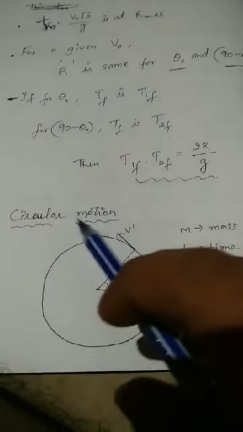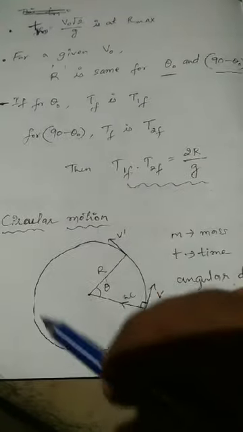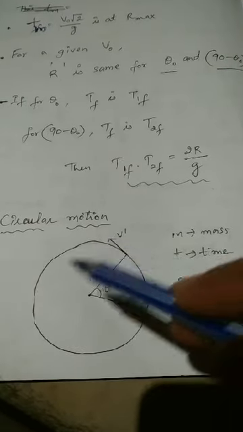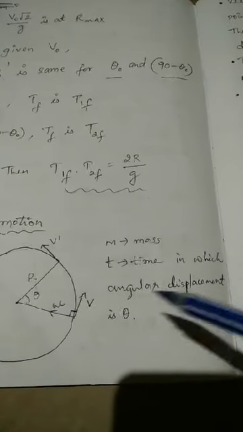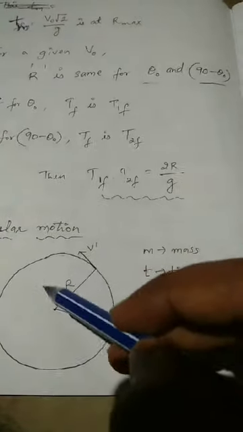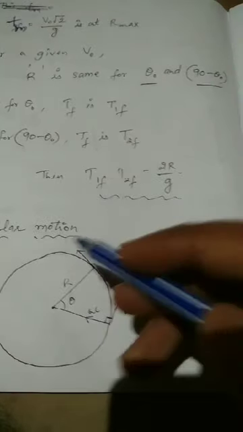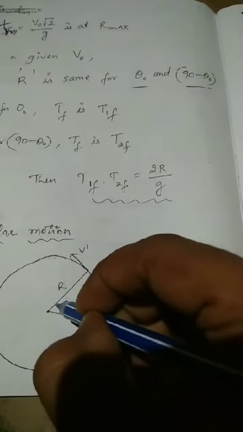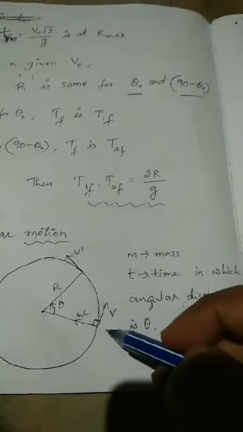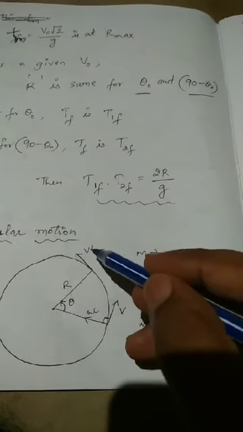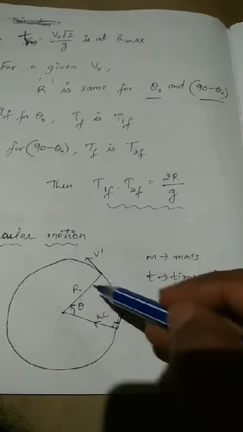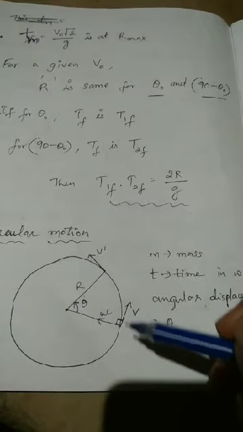Okay, in planar motion in a plane, what we have next is circular motion. Here we imagine a particle is moving in a circular path, its mass is m, and we consider t is the time in which angular displacement is theta. This is angular displacement, from here to here, that is theta. Here the velocity is v, and at this point the velocity is v dash. By tangents, we have shown the direction of velocities at these 2 points.